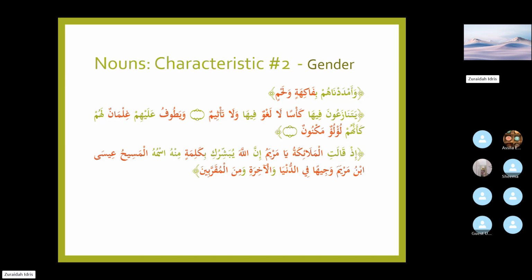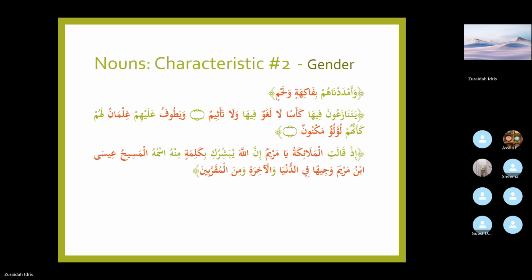Now, Sister Sophia. Yes, so kalima. Yes, we just learned about kalima. Is this an isim? And if it is an isim, tell me why is it an isim? It's isim nakira, and muannas. Yes, because of the ta marbuta, right? Yep. Good.